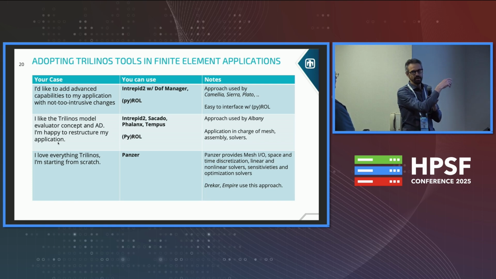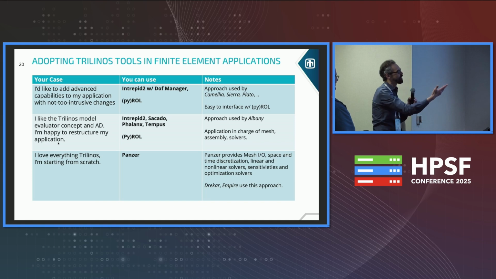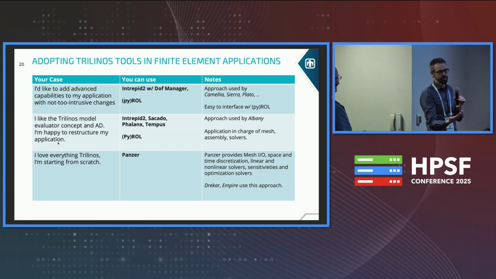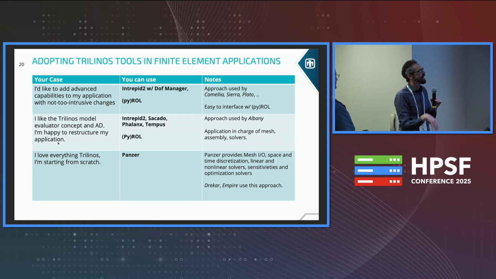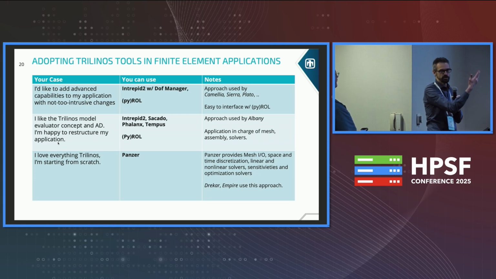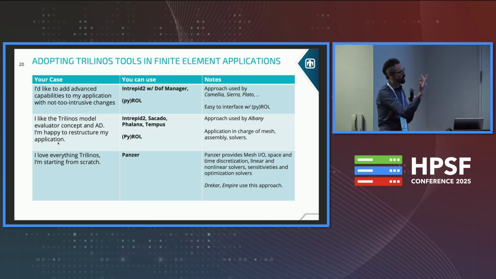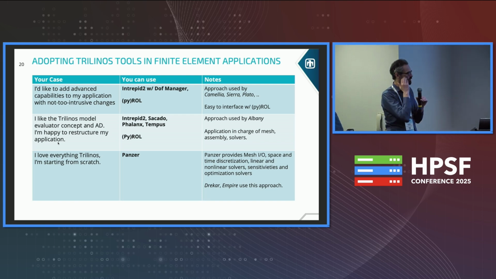So one approach would be to use Intrepid2 with a degrees of freedom manager, for example. And if you want to solve an optimization problem, you can use ROL or PyROL, which has a Python interface to ROL. And I think Christian Glusa will talk a little bit about that later.